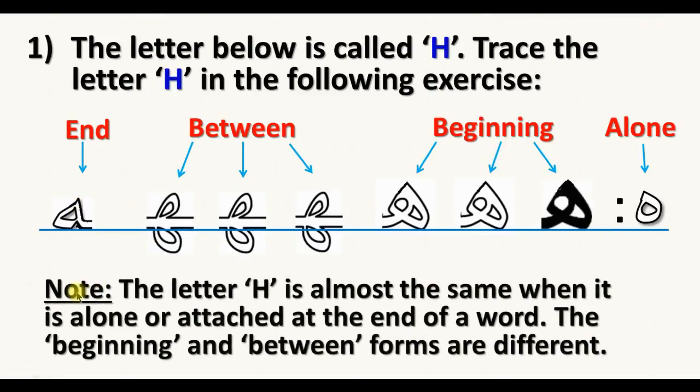Here you have a note. The letter H is almost the same when it is alone or attached at the end of a word. That is, when it is in these 2 forms, when it is alone and when it is attached to the end of a word, the 2 forms are almost the same. The beginning and between forms are different. As you can see, the beginning form here is different from when it is in the middle of a word, and it has to be attached to letters on both sides. So basically there are 3 forms for the letter H.